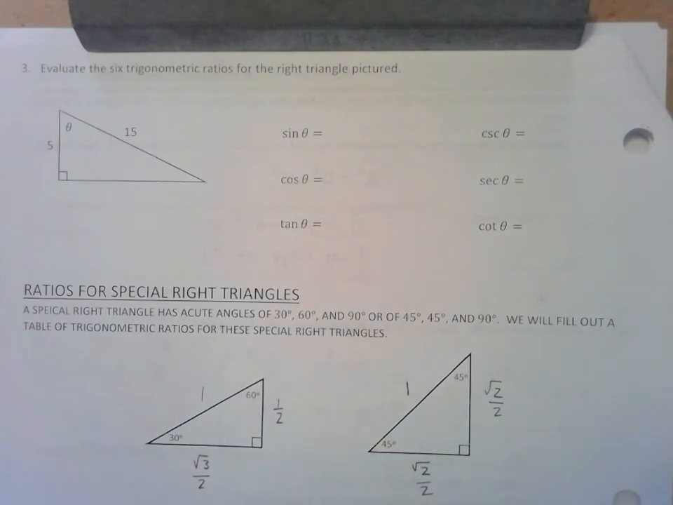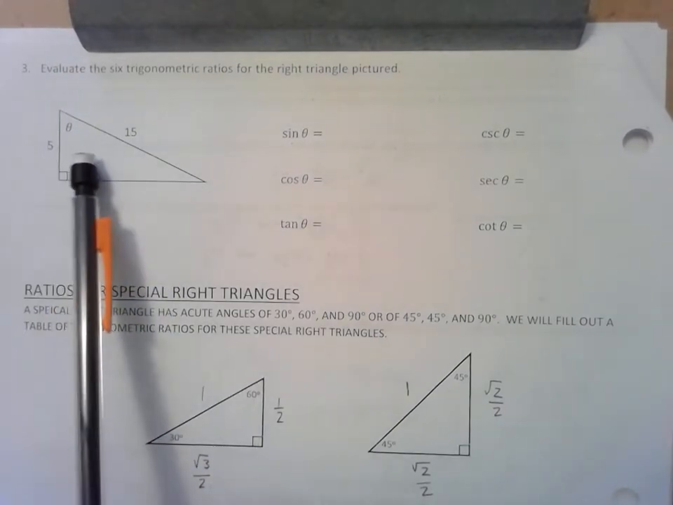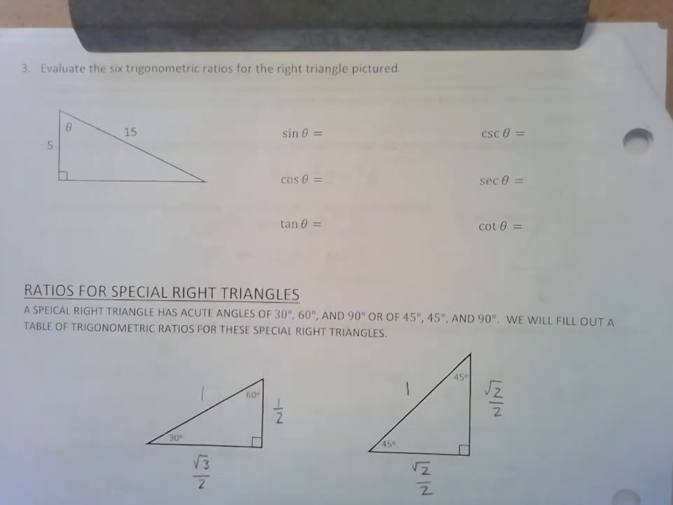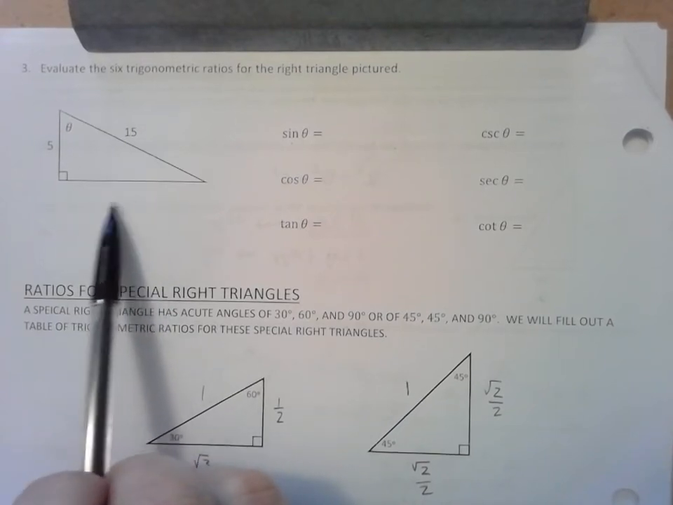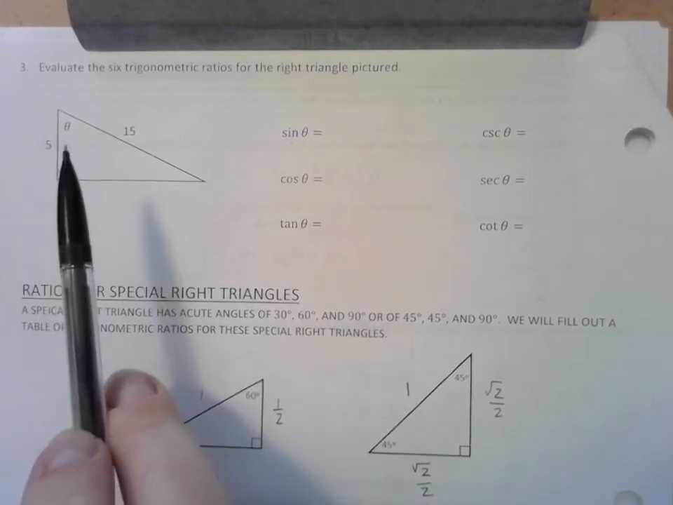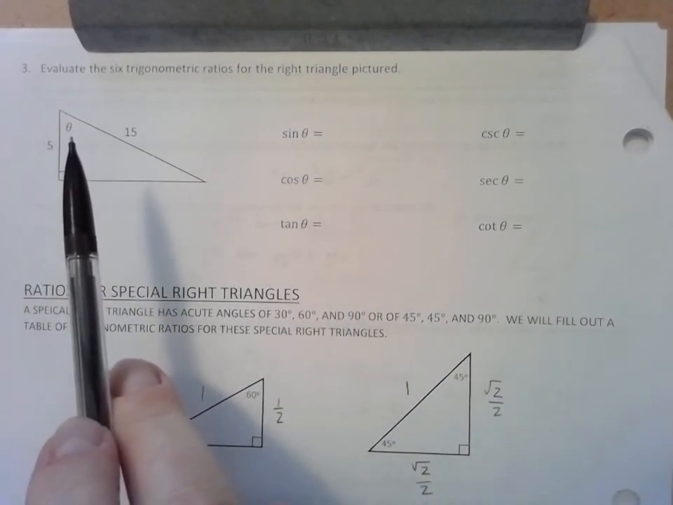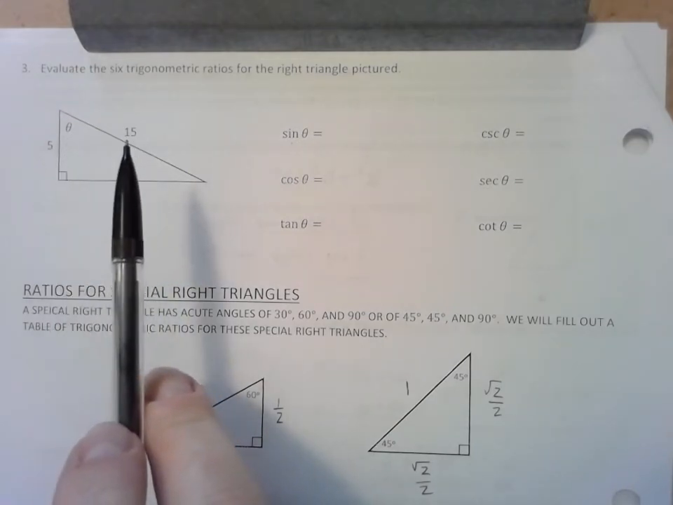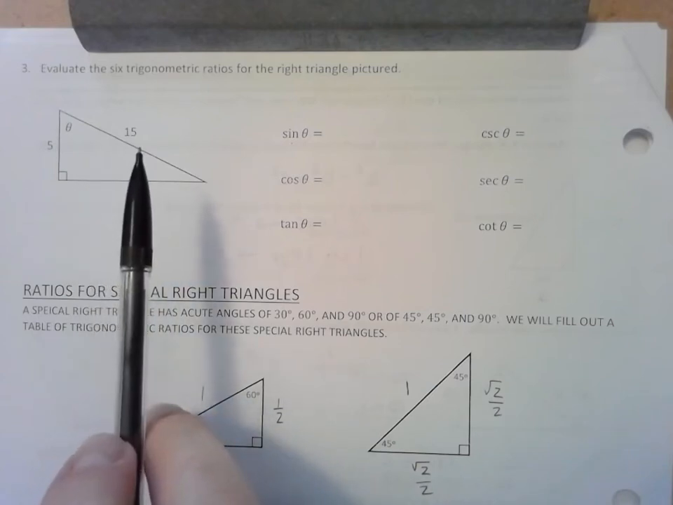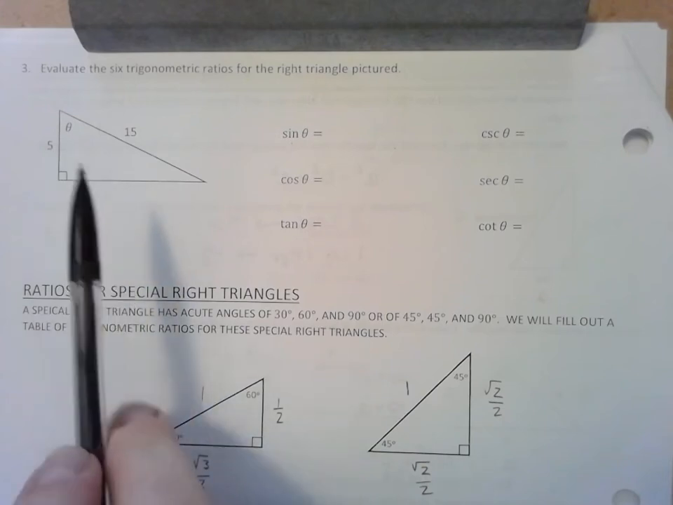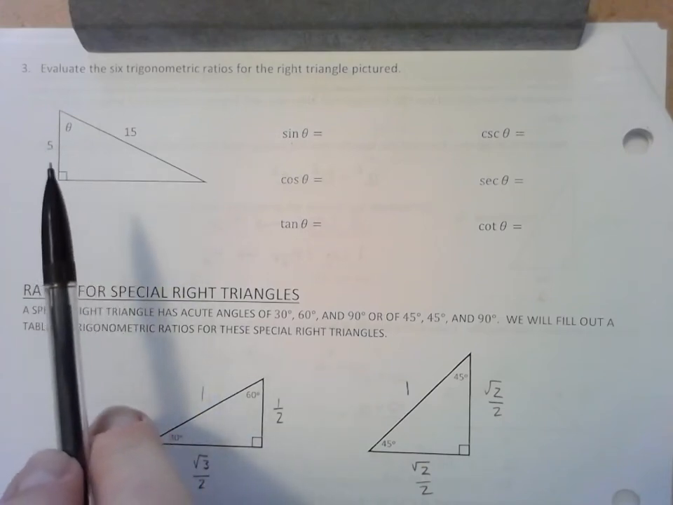We are given a triangle with a marked angle, theta, up here. We have two side lengths, 5 and 15. And then it says evaluate the 6 trigonometric ratios. At first we need to probably find what this missing side length is, although we might be able to get one or two of these ratios already. This theta is in the acute angle spot up here. I think 15 is going to be the hypotenuse because it is across from the 90-degree angle. And since the missing side length would be opposite, then this must be the adjacent side.